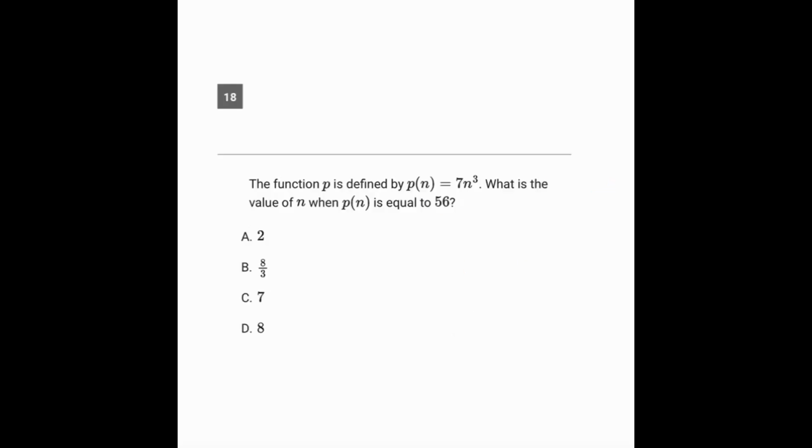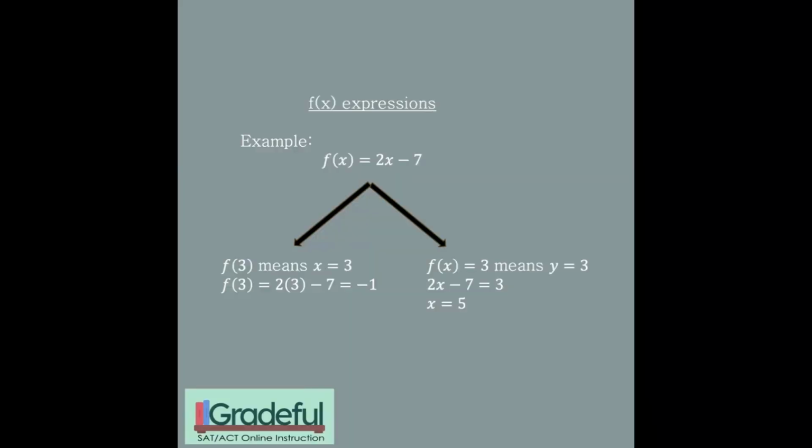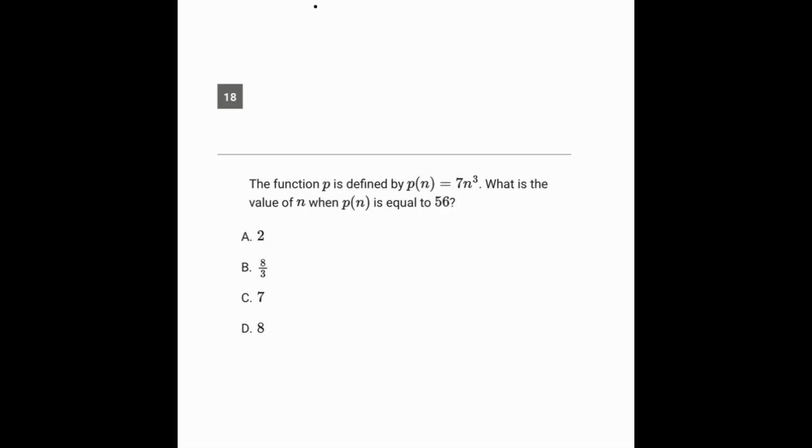Now going to question 18. Here we have an f of x statement, and let's just quickly review that. For an f of x statement, if the value is going into the parentheses, for instance, f of 3, that really means that you're plugging in x as 3. But if the whole f of x is equal to some number, like f of x equals 3, well, that's like saying the y is 3, and y is the whole thing. So in this example, we set the whole equation equal to 3, and then you can solve. So for us here, we hear that p of n is equal to 56. So that's the entire thing equal to 56, which looks like this.